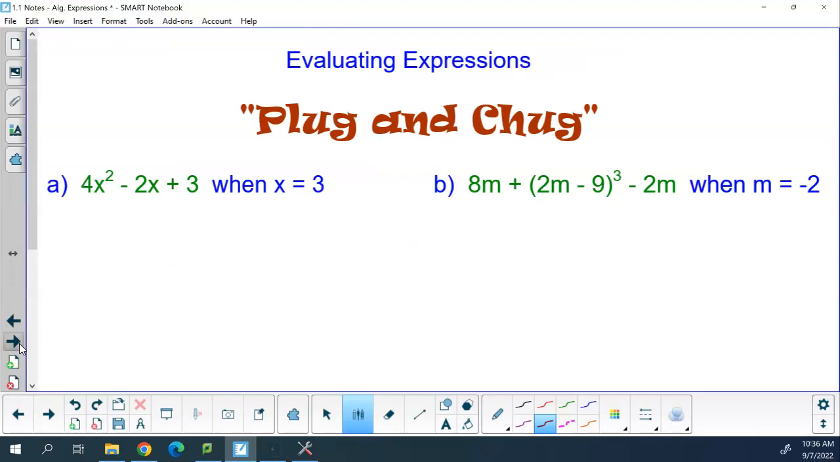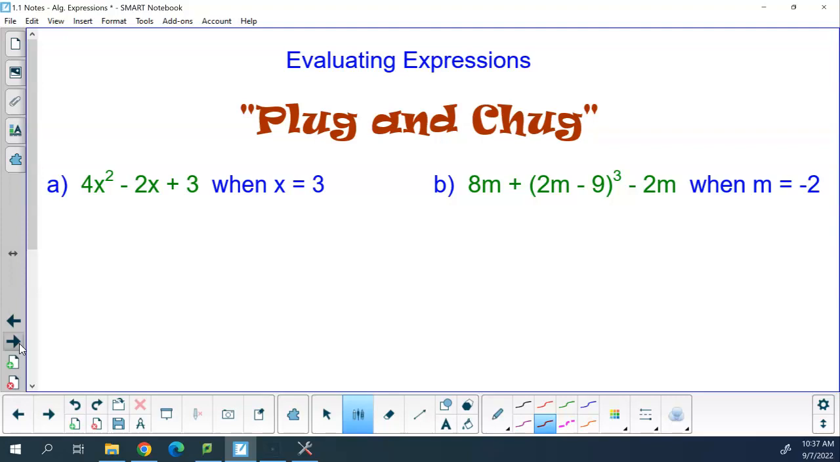Plugging and chugging. Okay. So basically what's happening here is you've got an expression, 4x squared minus 2x plus 3. The only thing that we can do with that expression is simplify it. We can only combine like terms, and we can only do any multiplications that we can multiply. And we can't do anything because we don't have any like terms to combine there. So it would stay as a simplified form, 4x squared minus 2x plus 3. That's all we can do.